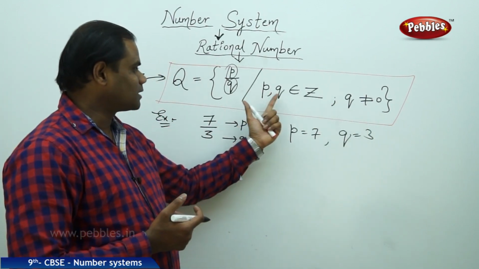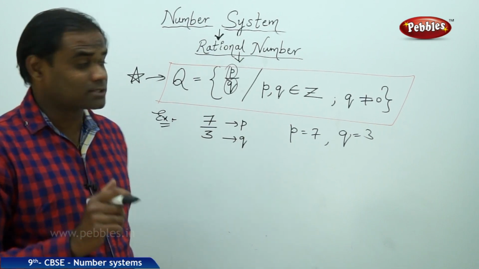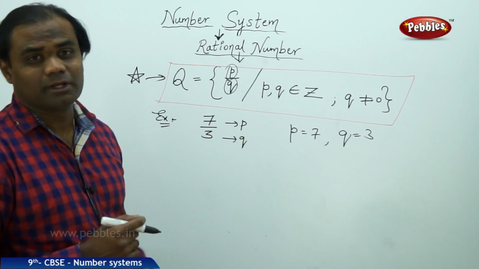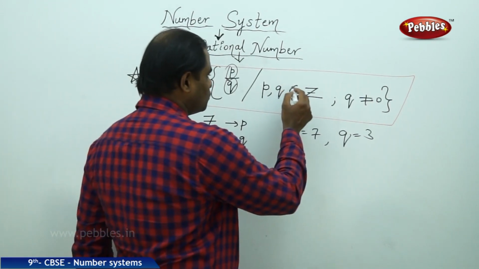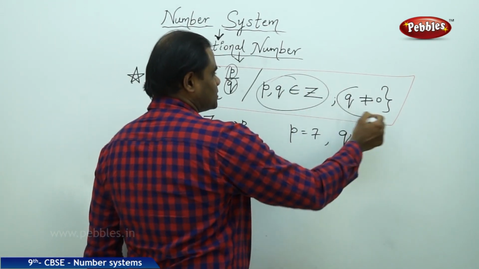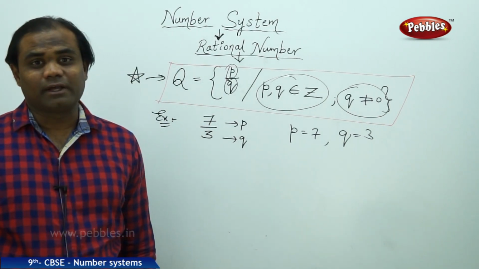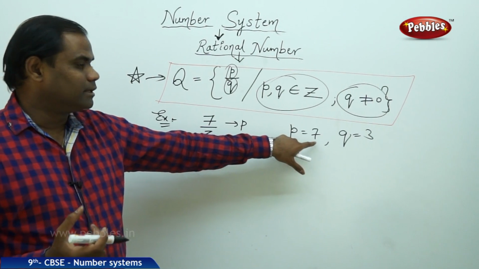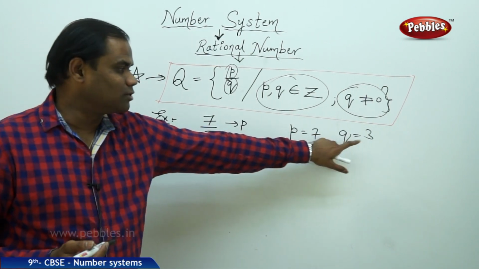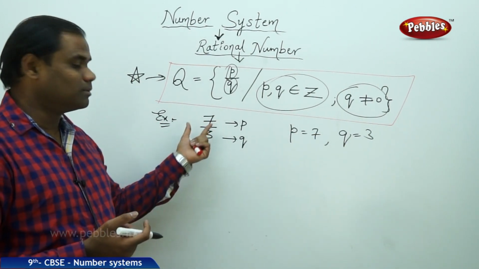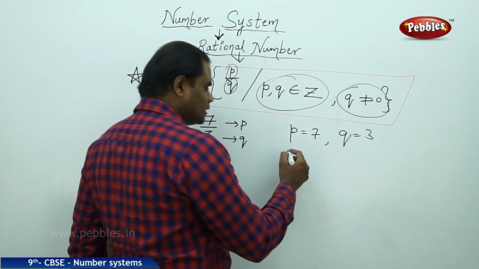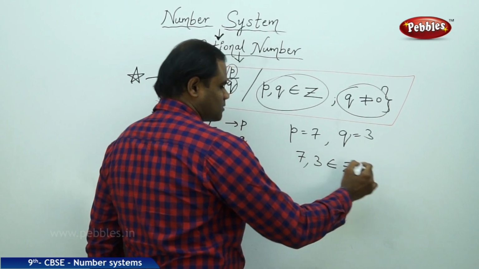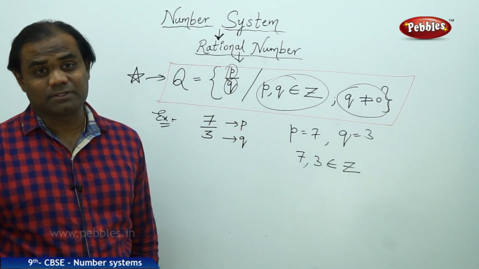Now clearly I see that P and Q must be integers for the number written in the P by Q form to be a rational number. So this acts as rule 1 and this acts as rule 2 to identify a number to be a rational number. Rule 1 clearly states my P is 7 and Q is 3 in this example problem, 7 over 3, and clearly P and Q, which are 7 and 3, are integers, which we have discussed in the previous session.